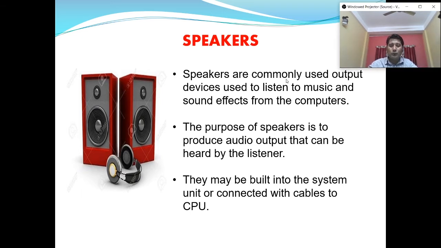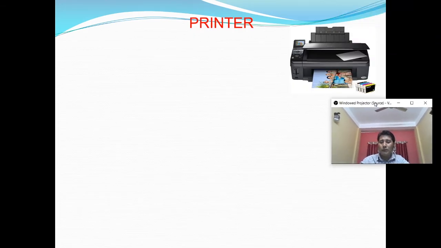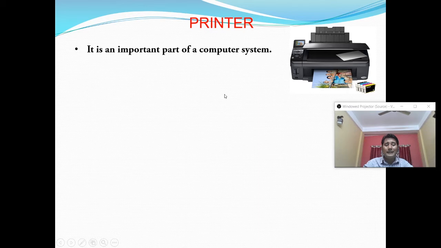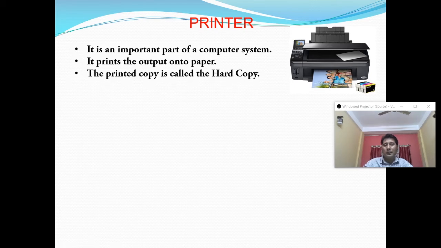Now let us go to the next output device, that is the printer. The printer is one of the most important output devices that we use in the computer, and the output we get through the printer we call a hard copy. This is an important part of a computer system. It prints the output onto paper, and the printed copy is called the hard copy.